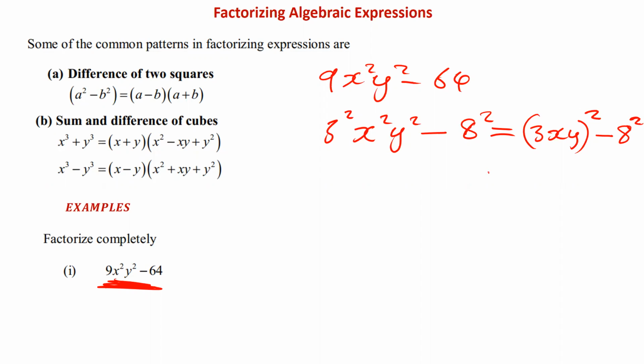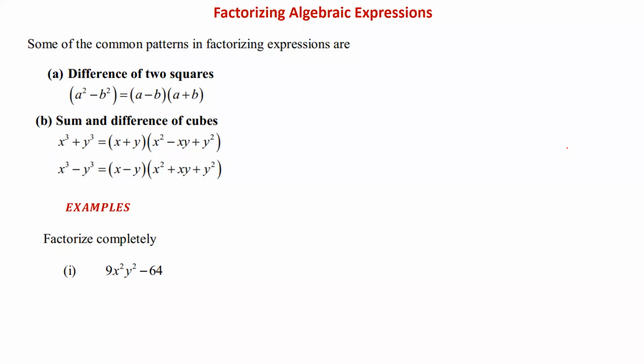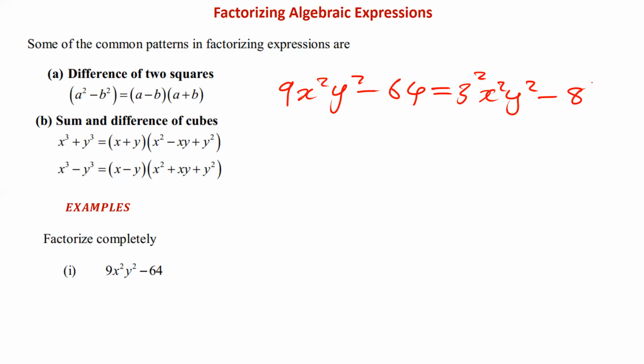Yeah, so this is what you have. So this is what we are going to take. Oh, sorry for that. I've mistakenly deleted. Okay, so we have 9x squared y squared minus 64. So I said this can be written as 3 squared x squared y squared minus 8 squared.